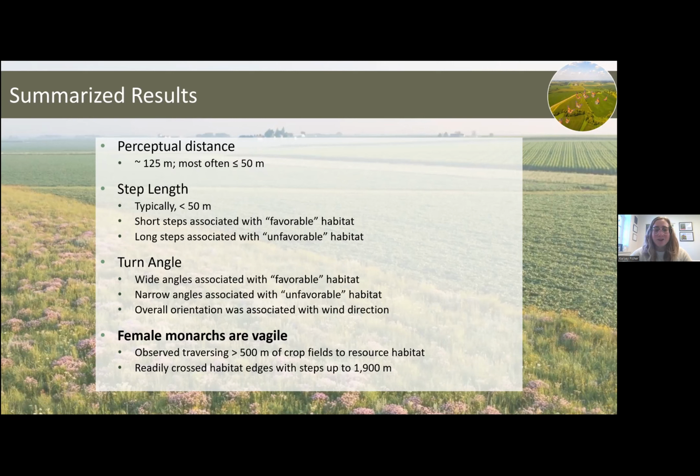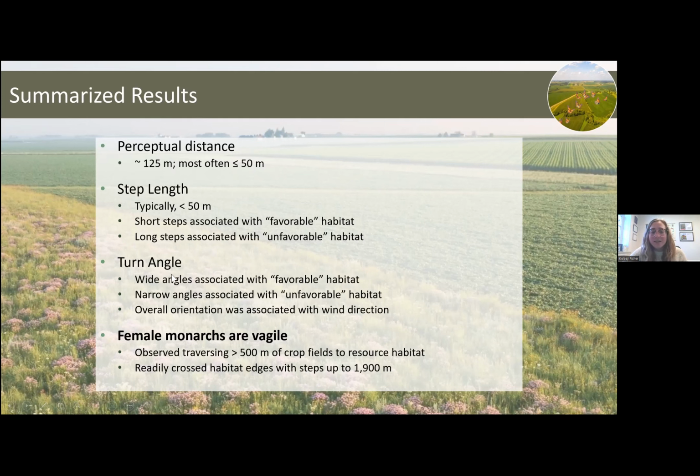So when monarchs were within prairie habitat, they were taking short steps to hop from one resource to the next. But when they were within a place that didn't have anything for them to feed on or anywhere for them to lay eggs, then they were taking long steps to get out of that area faster.